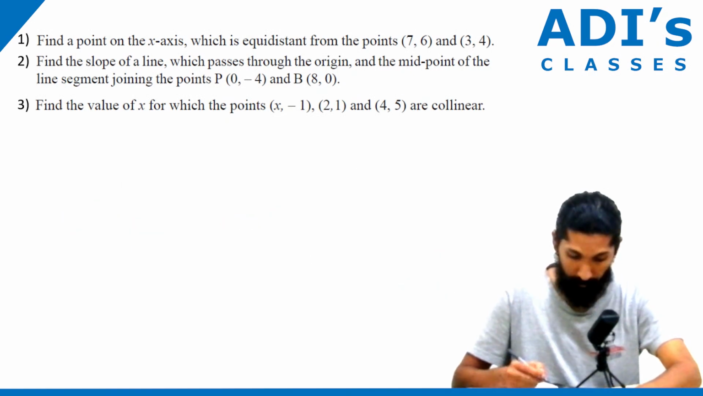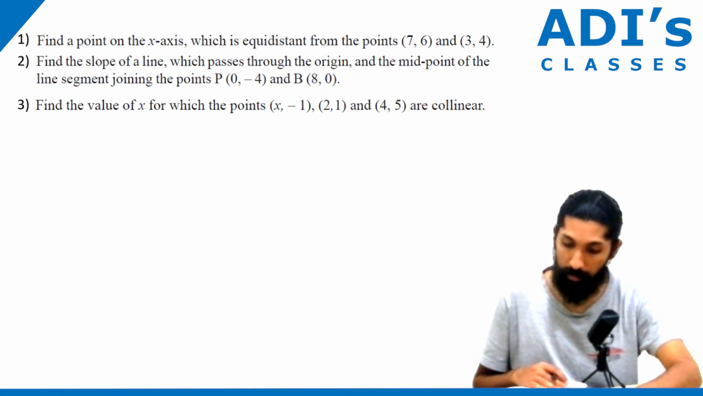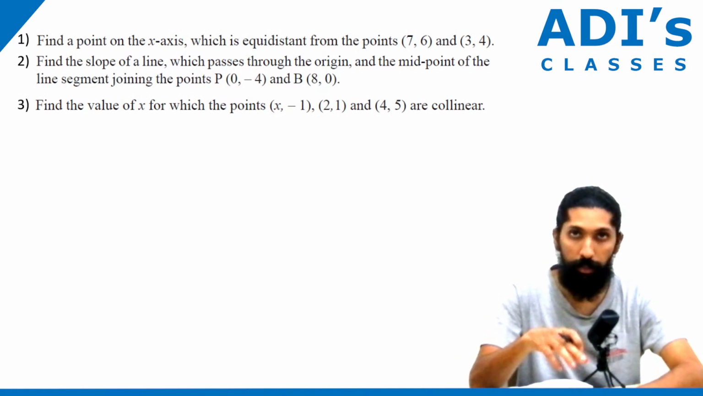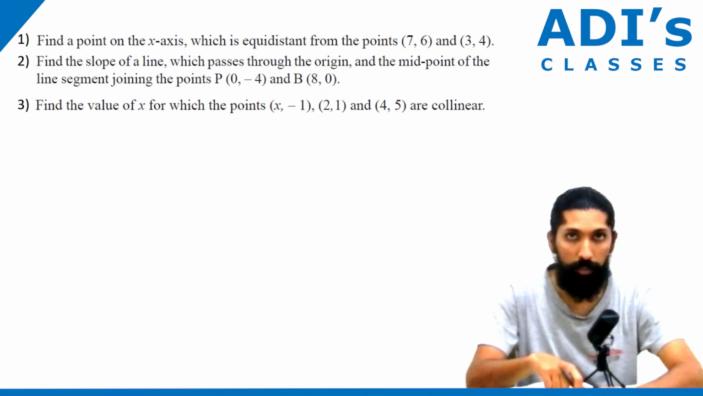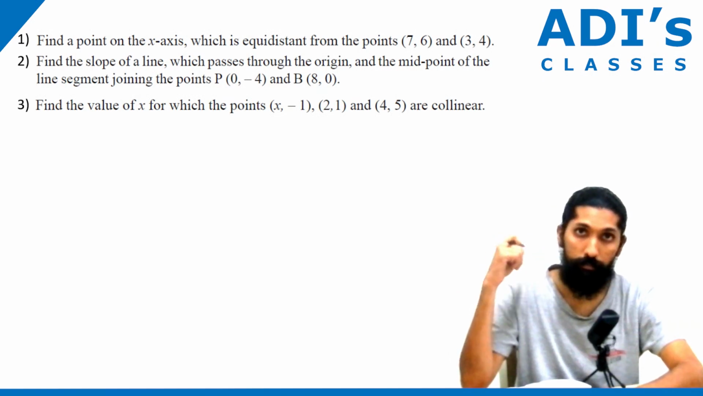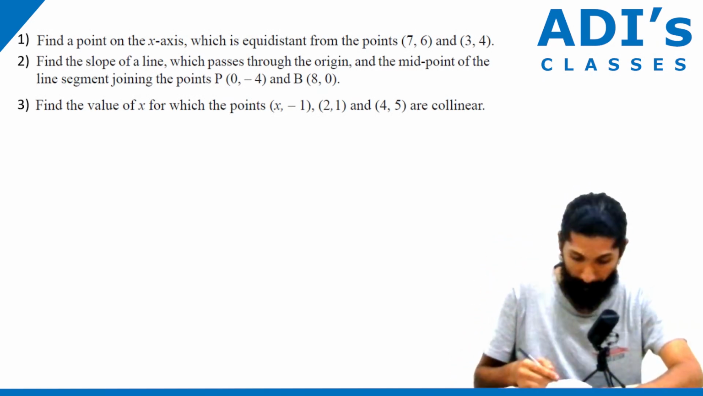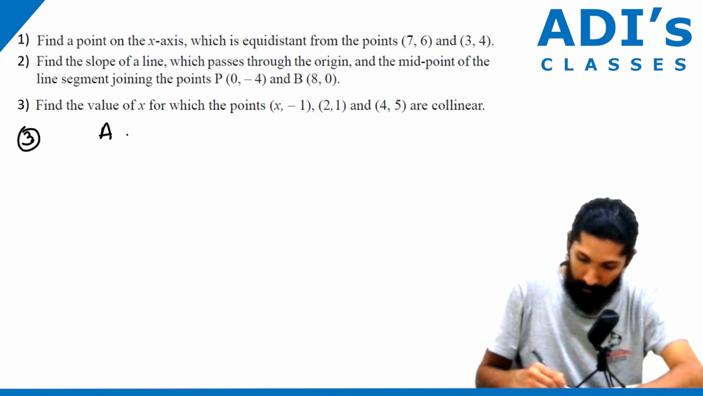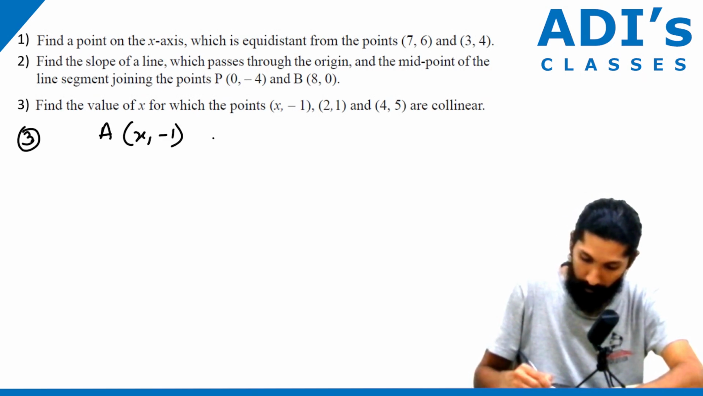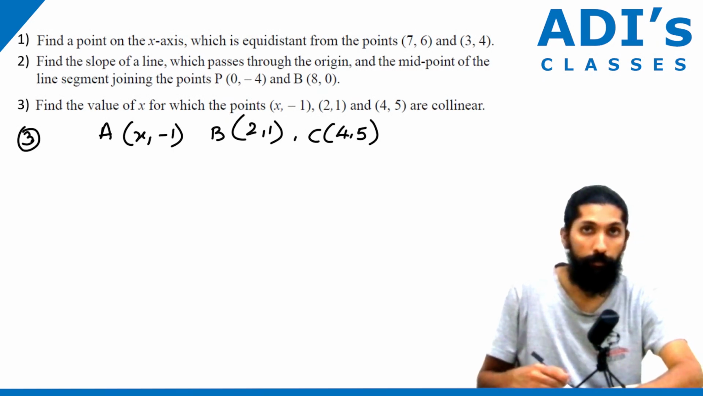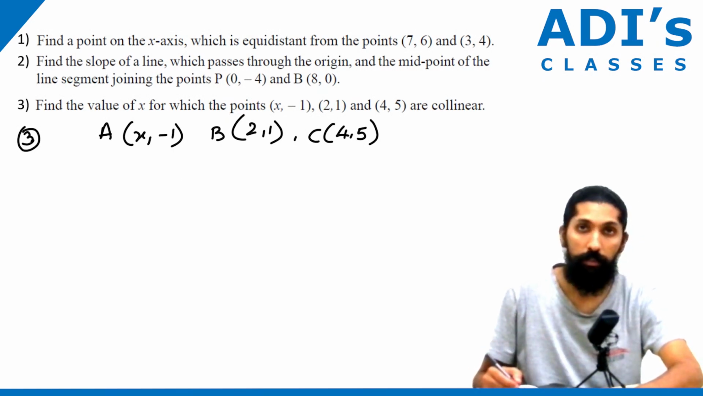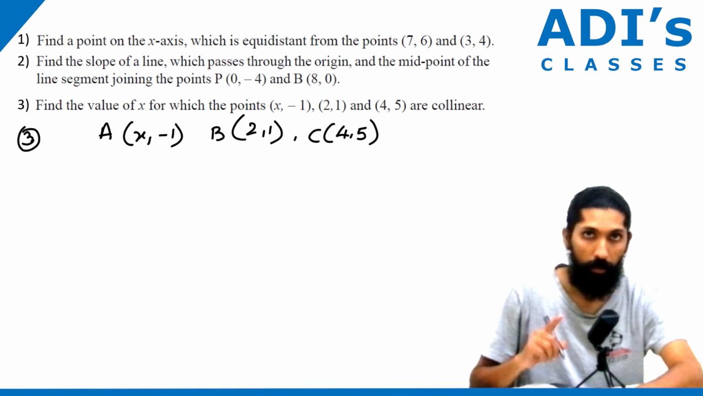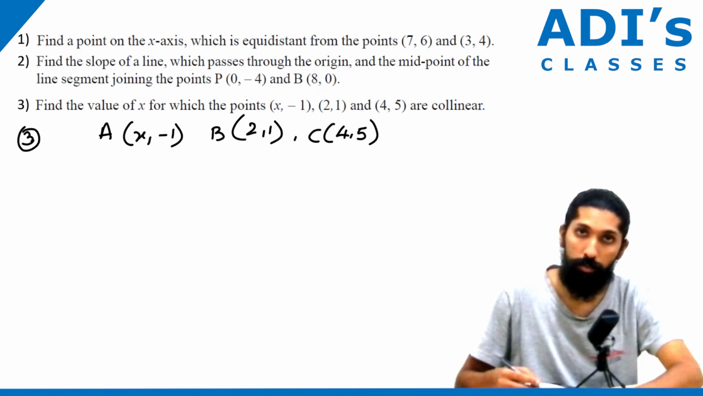See the third one. Find the value of x for which these points are collinear. Remember, in the last video we discussed, if the points are collinear, then the slopes are equal. Let's name the points first. Suppose A is (x, -1), B is (2, 1), and C is (4, 5). Now the slope of AB is equal to the slope of BC is equal to the slope of AC. Correct? This is how we discussed in the last video also.